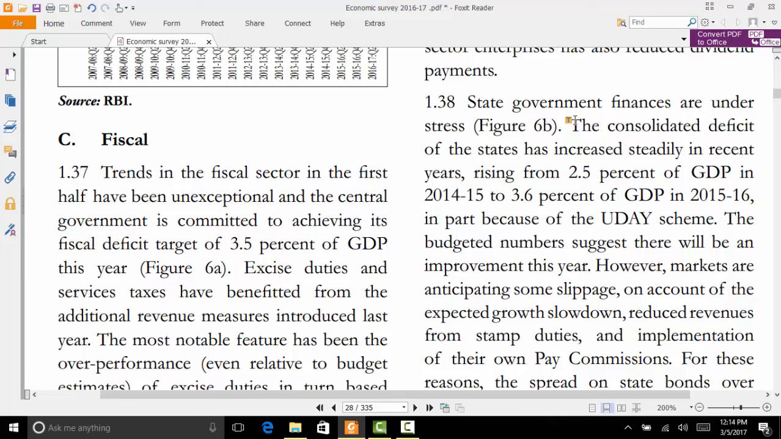If somebody tells you that the consolidated deficit of the states has increased steadily in recent years, what's the reason for that? Basically, the consolidated fiscal deficit should be 6%, means 3% for the central government and 3% collectively for all the state governments. Now it has increased from 2.5% to 3.6%. What is one of the reasons for that? Do you understand this? Just like fiscal deficit for the central government, there is fiscal deficit for the state governments also. And the targets are the same, 3% for the central government and 3% collectively for all the state governments.